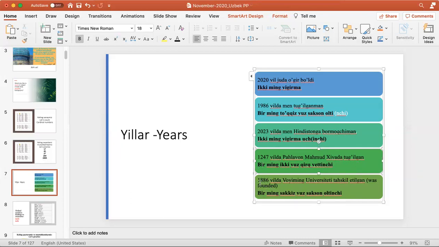Or another example, 1886. 1886 yilda Wyoming Universiteti tashkil etilgan. Let me correct here. Tashkil etilgan. The University of Wyoming was built in 1886. Feel free to practice or make sentences or actually repeat the year you were born, for example, or some specific historical information. You can practice this.